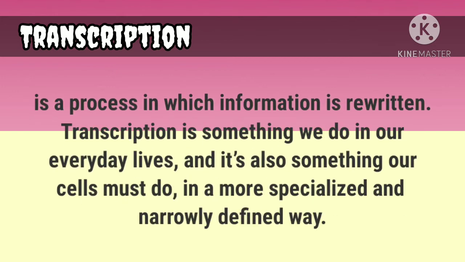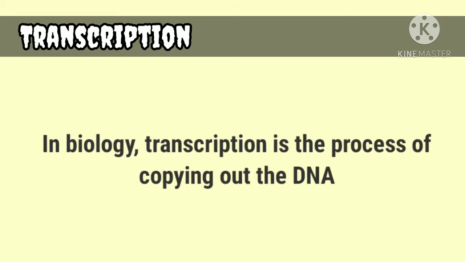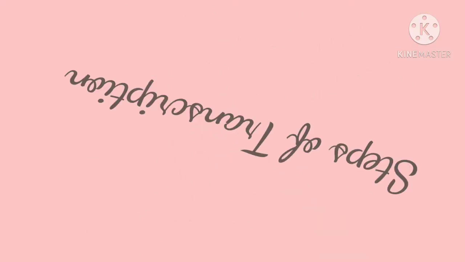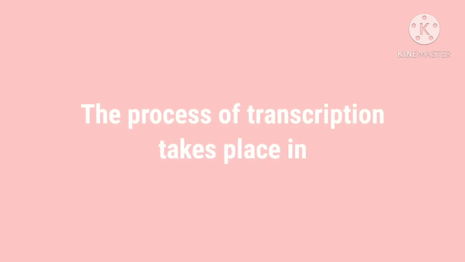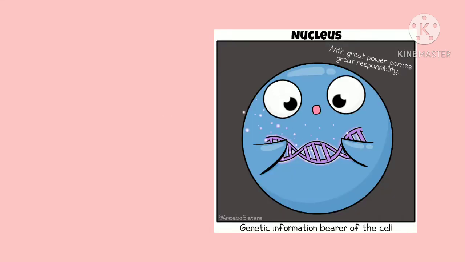Transcription is a process in which information is rewritten. Transcription is something we do in our everyday lives, and it's also something our cells must do in a more specialized and narrowly defined way. In biology, transcription is the process of copying out the DNA sequence of a gene in the similar alphabet of RNA. Steps of transcription. The process of transcription takes place in the cytoplasm in prokaryotes and in the nucleus in eukaryotes.